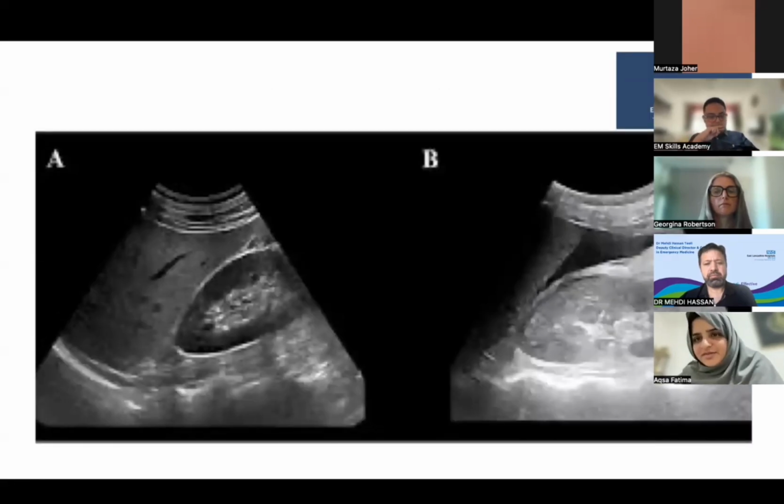Okay. Looks like there is some fluid around the kidney and the liver. So that is in the right upper quadrant. Looks like we have got some fluid there. So I think that is again the significant finding.